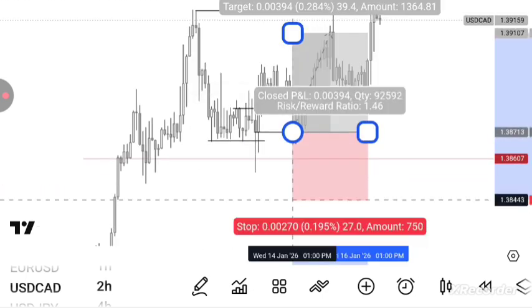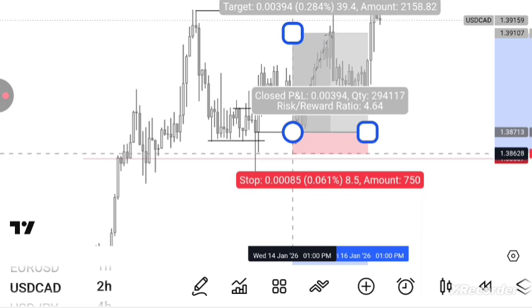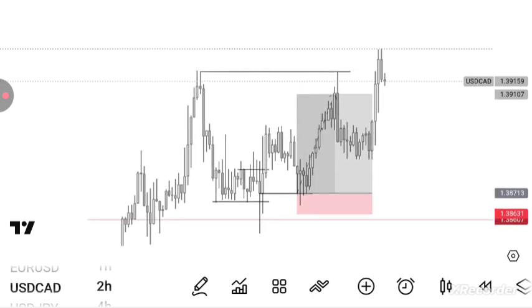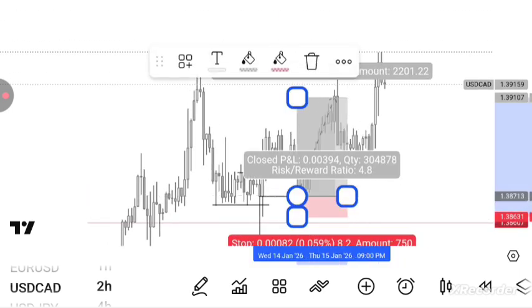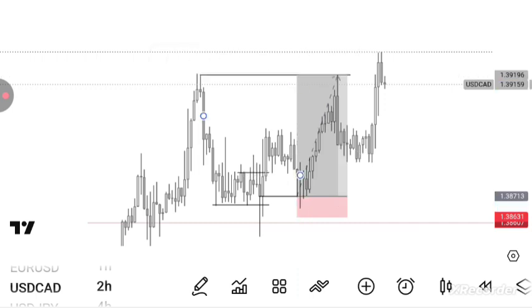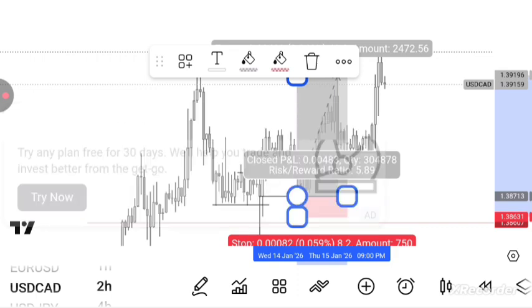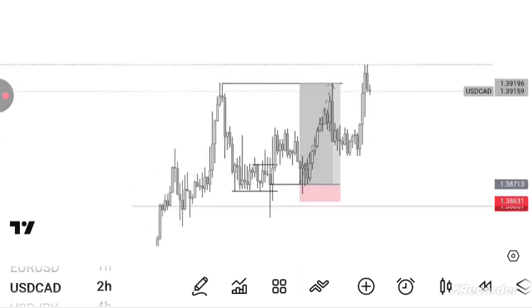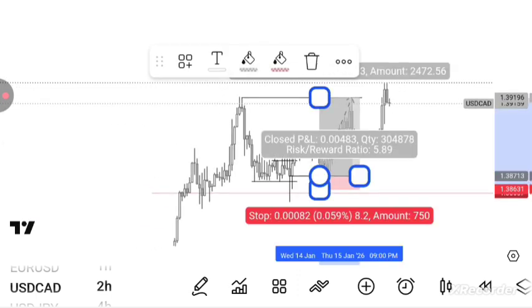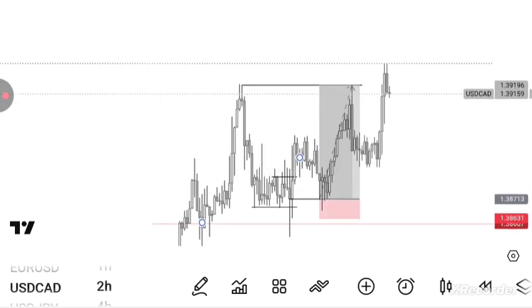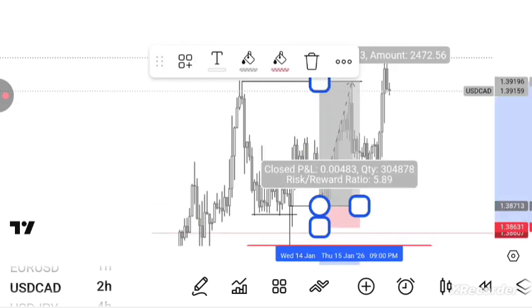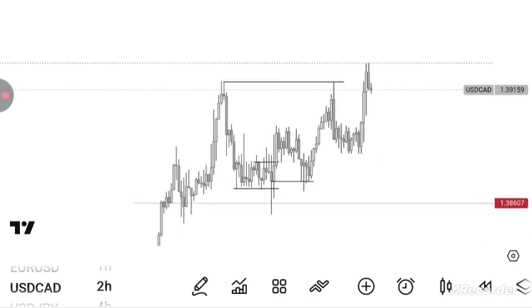Our stop loss at this low, 8 pips stop loss. Then our target at this CRT high here. This would have been a very good risk to reward, about 6 RR, 5.8 risk to reward, right? So this would have been a very nice one, but we don't want to enter from the main level, right?